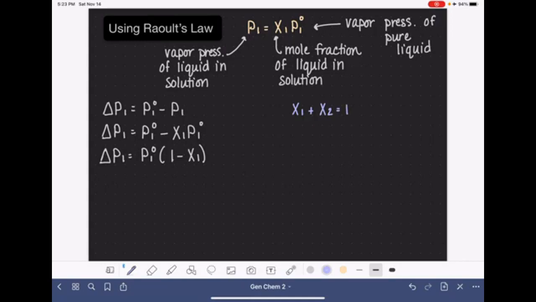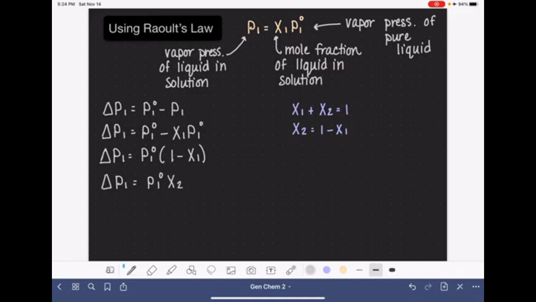And so I could actually manipulate this a little bit. I could say, okay, the mole fraction of component number 2 is equal to 1 minus the mole fraction of number 1. So what I've done here is some algebra. I've subtracted x1 from both sides of the equation, and that's given me this equation right here. So again, I'm going to take this term, 1 minus x1, and instead of writing 1 minus x1 in this equation, I'm going to write x2 in its place. So I'm going to say delta P1 equals P1 standard times the mole fraction of component number 2.